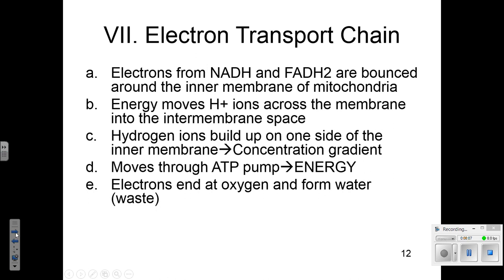And then by the time the electrons are done bouncing around and the hydrogens are done moving through the pump, they join up with oxygen and form water, which is a waste product. By the end of that, we get 34 ATP. That is a ton of energy.